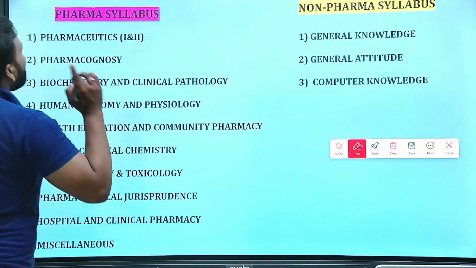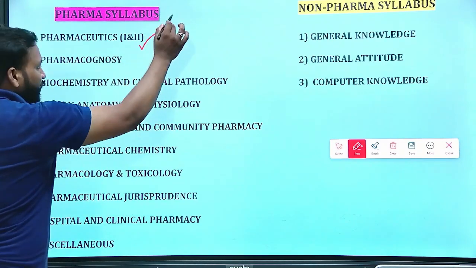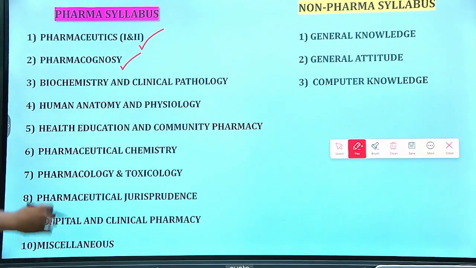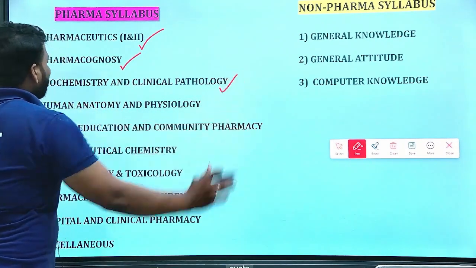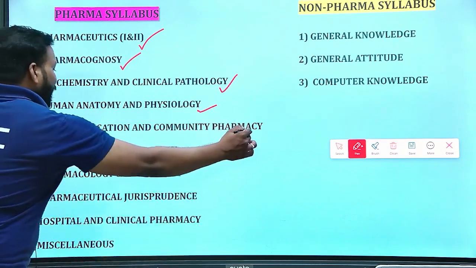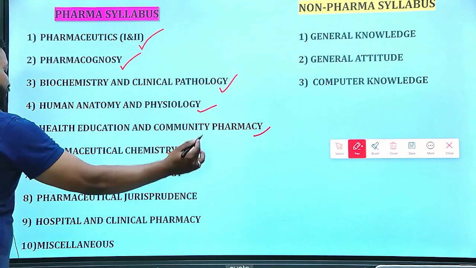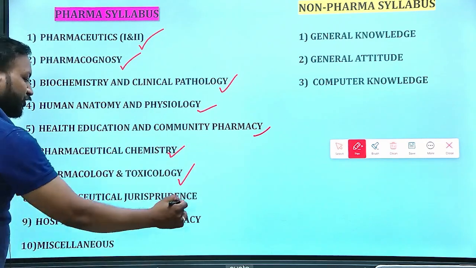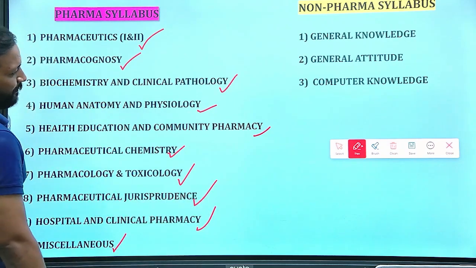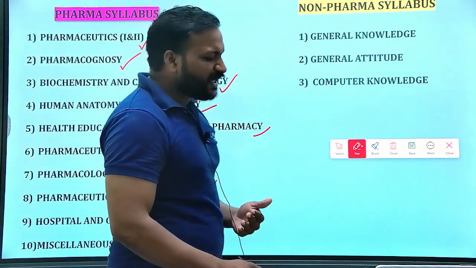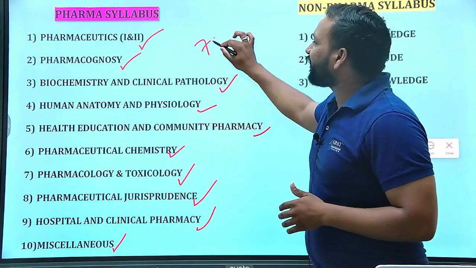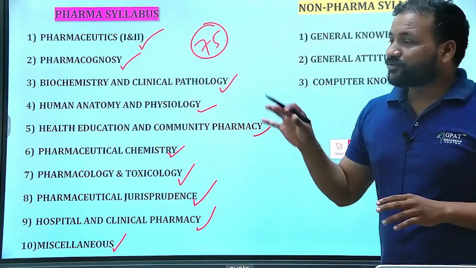For pharma, the first subject is pharmaceutics 1 and 2, and pharmacognosy, and also biochemistry and clinical pathology, human anatomy and physiology, health education and community pharmacy, and also pharmaceutical chemistry, pharmacology and toxicology, pharmaceutical jurisprudence, and hospital and clinical pharmacy, and other minor subjects like microbiology. So these are the pharma syllabus. You will get 75 questions from these subjects.